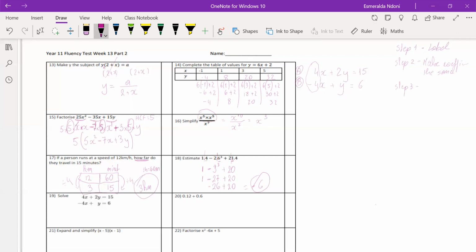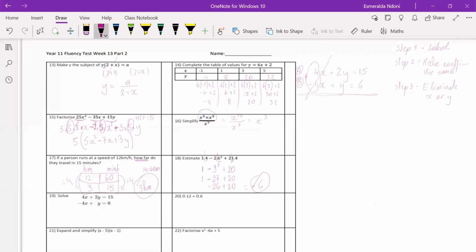I need now to eliminate the X's. I need to eliminate the letter where numbers before it are the same. So I'm going to write the step as eliminate X or Y. So let's just do that. You're going to ask yourself, how can I get rid? What operation do I need to do if I have 4 and negative 4? Obviously only if you add, so 4, add a negative 4, you get nothing. So you're going to add these 2 equations together.